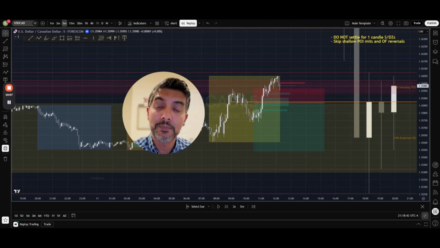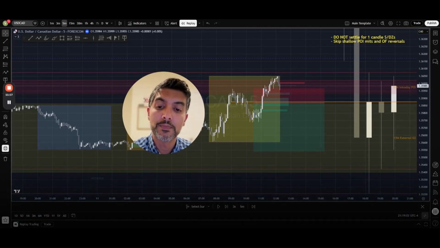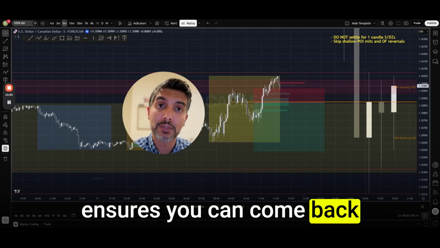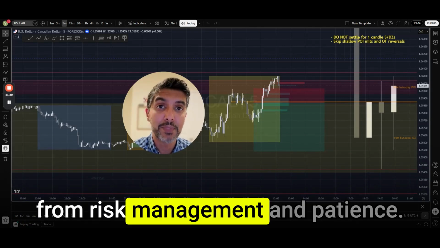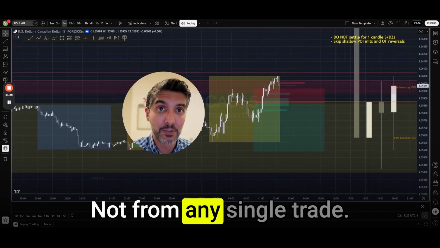The one positive here is that I only risked 1% on this trade. So even after this loss, the account is completely intact. And that's really the bigger lesson. Not every setup works, but protecting your capital ensures you can come back tomorrow and keep trading, because long-term consistency comes from risk management and patience, not from any single trade.